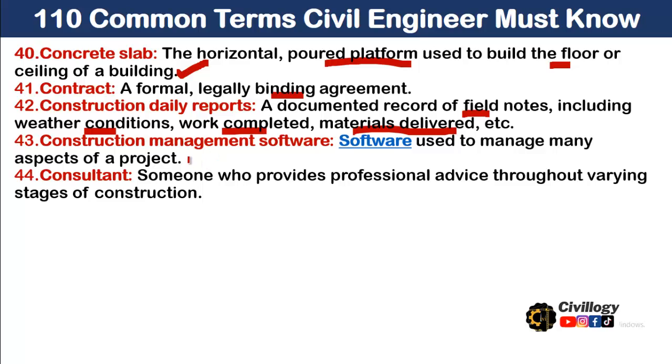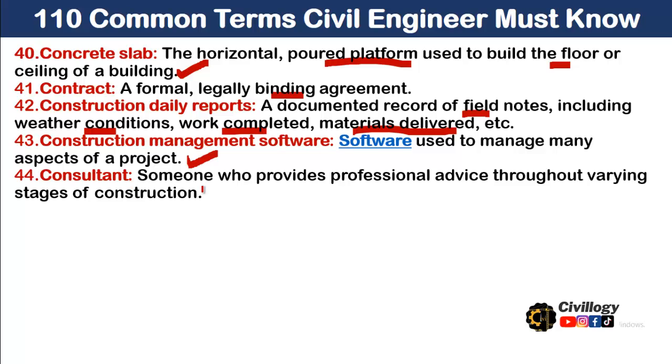And what is construction management software? There are different construction management software, mainly we can name Primavera P6. Software used to manage many aspects of a project is called construction management software. Point number 44 is consultant.